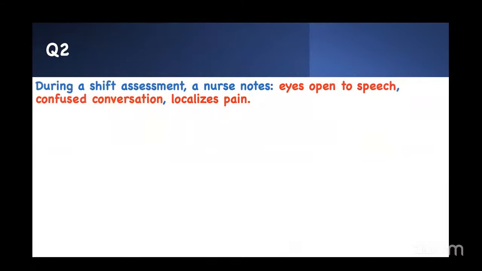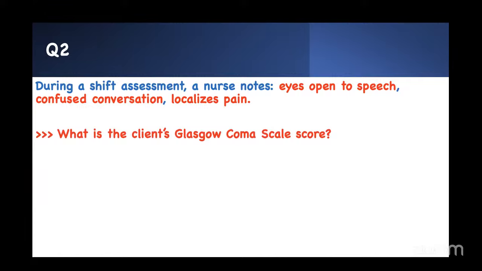During a shift assessment, a nurse notes, same thing: the client opens their eyes to speech, is confused, with confused conversation, and localizes the pen. Look at what I've done to you. What is the client's GCS, right? Is it 8? Is it 10, 11, 12, or 13? You have 10 seconds. Put down your answer in the comment section, hashtag number 2, and let me know what you think: 10, 11, 12, or 13.